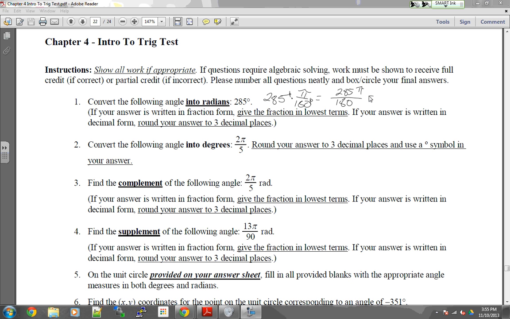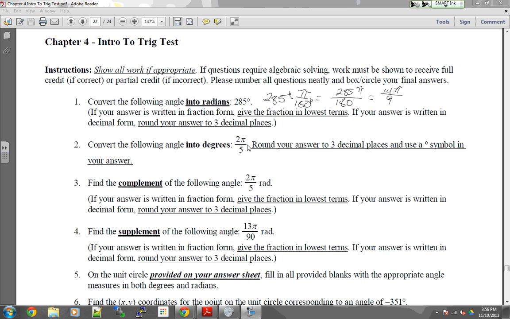I did a little work beforehand, so I know that you can take 20 out of both of these. If you take 285 divided by 20, you get 14 pi. And of course, 180 divided by 20 is 9. So your answer is 14 pi over 9. And that won't reduce any further because this is 7 times 2, this is 3 times 3, so they don't have a common factor. Number 2, convert the following into degrees.